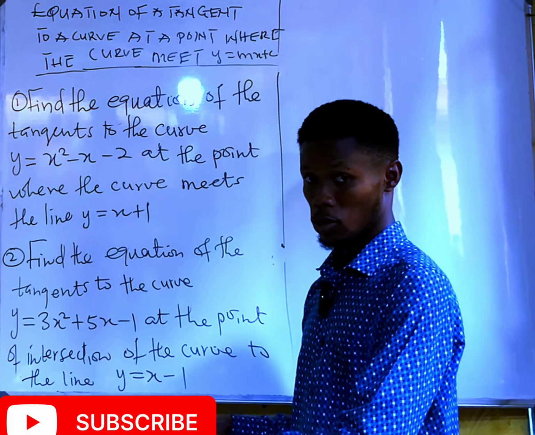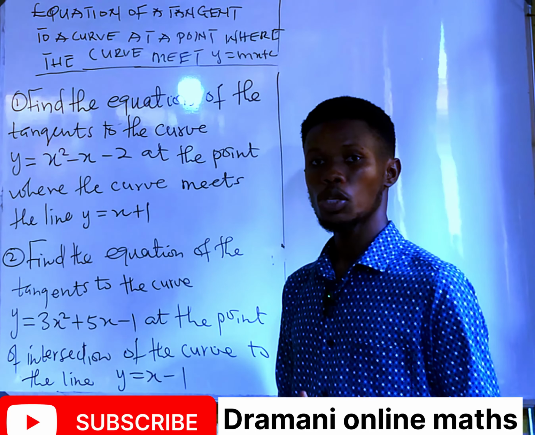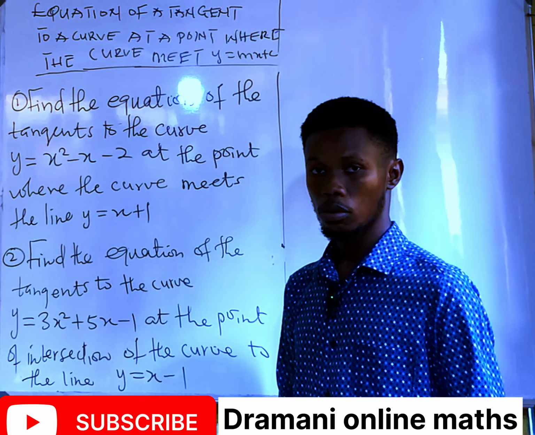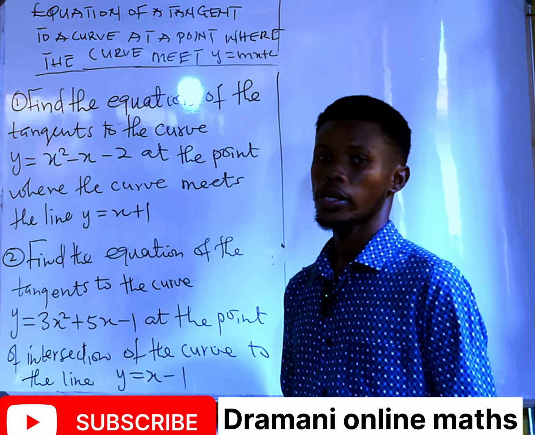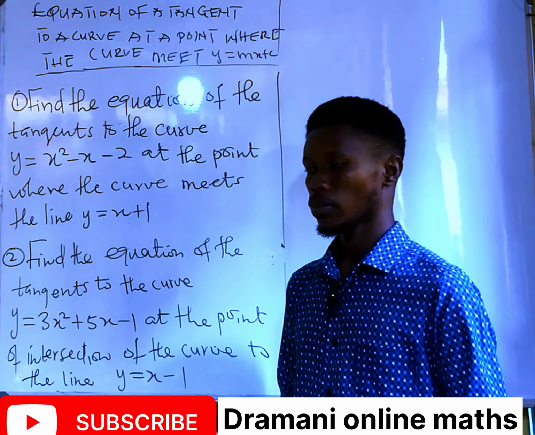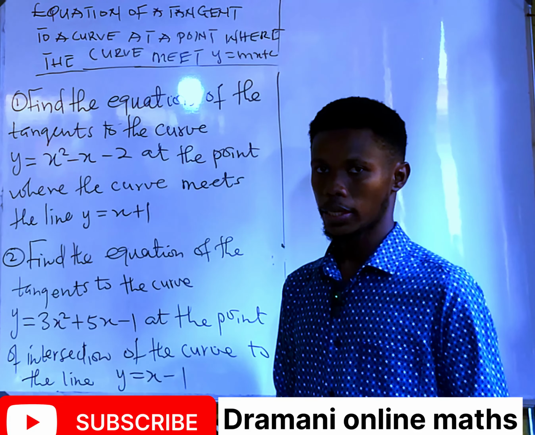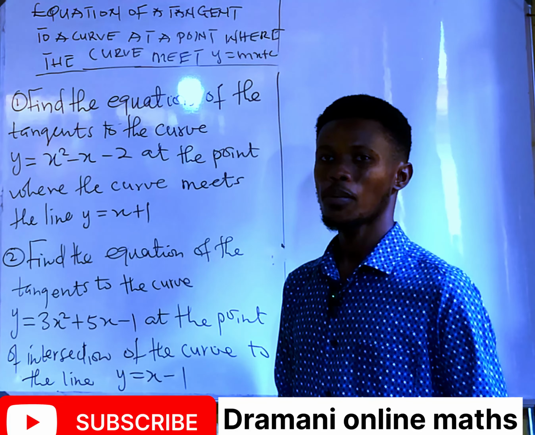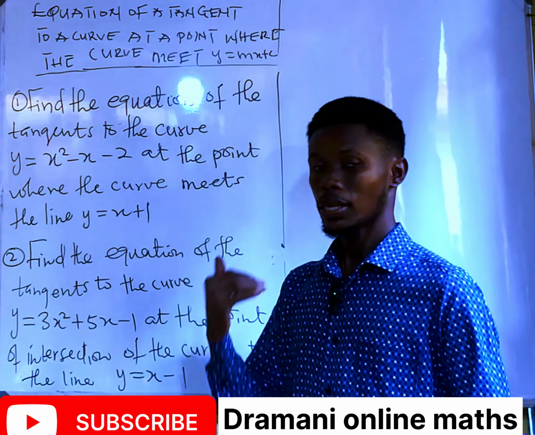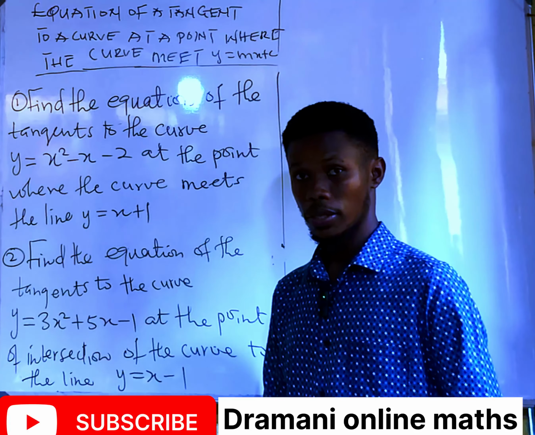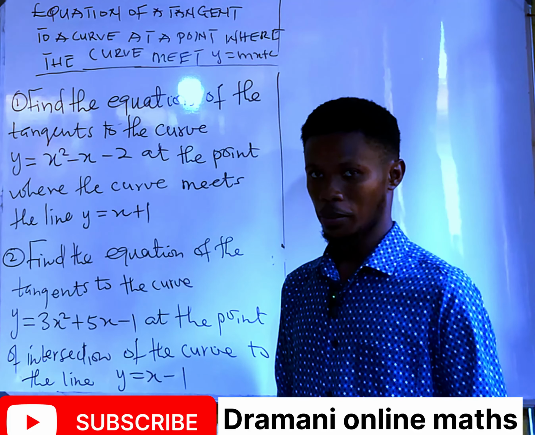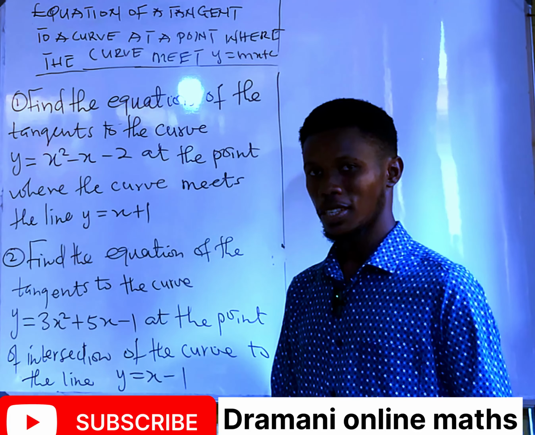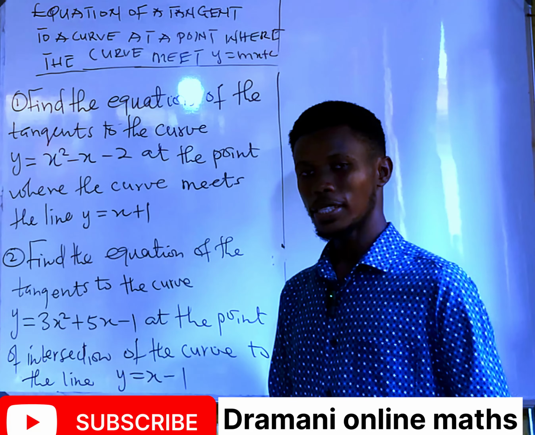We are still on the tangent, okay? We are looking at a situation whereby, in the first ones that we saw, the points were given and we were to find the tangent line. Now the point is not given, but the equation of the line is rather given. Can you see what I'm trying to say? The equation of the line is given.